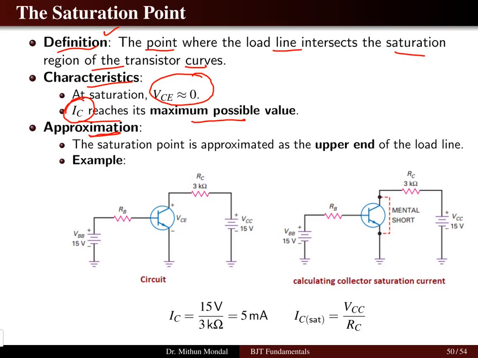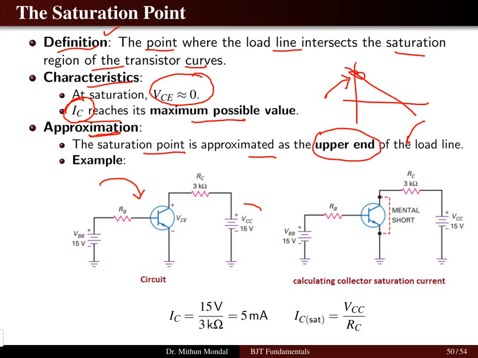The approximation we make is that the saturation point is the upper end of the load line. We have seen that when you draw the load line, this upper point is the maximum point, and that is the saturation point. So given the circuit of a transistor where we have the collector voltage and the collector resistance, this circuit can be used for calculating the saturation current. We imagine a mental short here across the transistor, and hence we find the collector current.